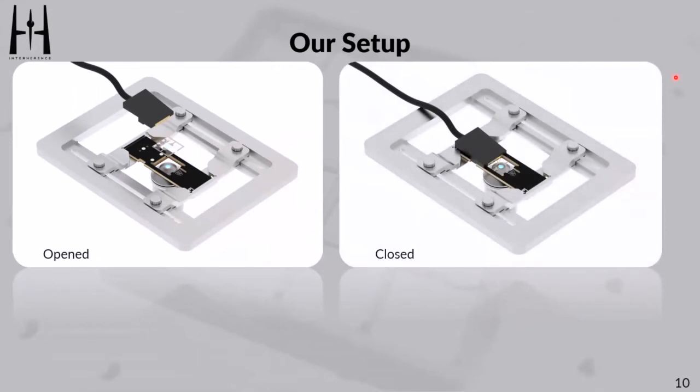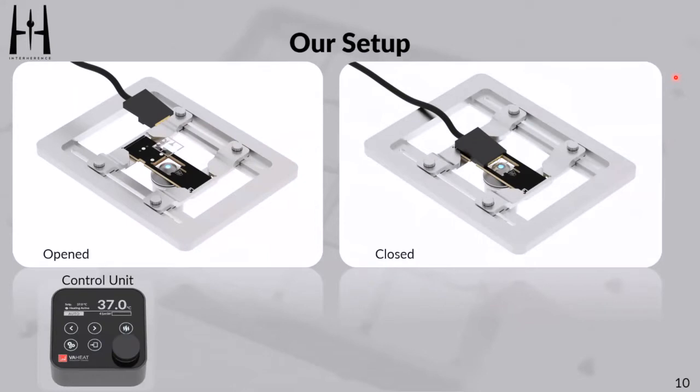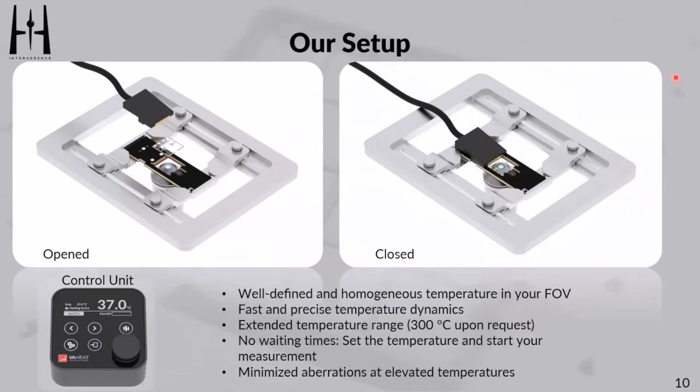And together with our control unit, we are able to ensure a well-defined and homogeneous temperature in the field of view. This allows us to be fast and precise in terms of temperature dynamics. We can go up to very elevated temperatures, up to 300 degrees Celsius.